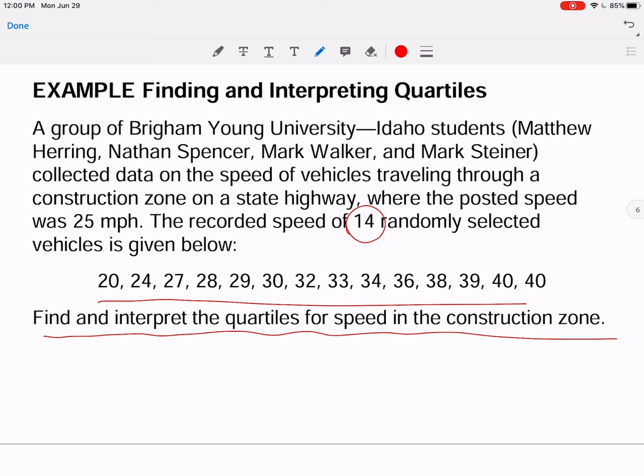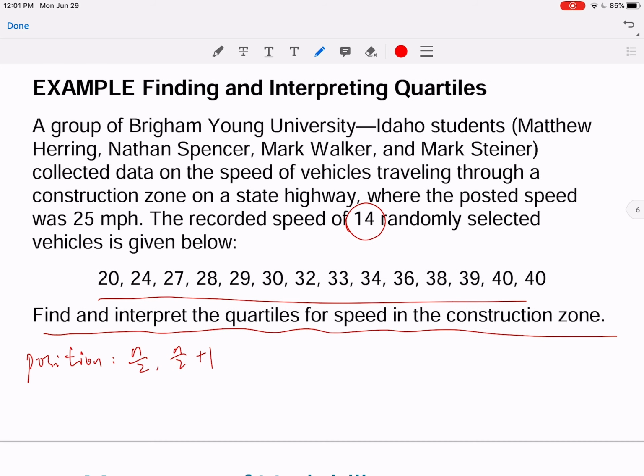To find the median, we need to find the middle position first. Since we have 14 numbers in total, and 14 is an even number, we want to find the two middle numbers, and the average of the two middle numbers will give us the median. Now, how do we find the two middle numbers? First, let's take a look at the position. In general, we want to find n over 2 and n over 2 plus 1.